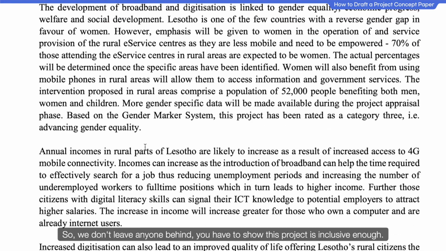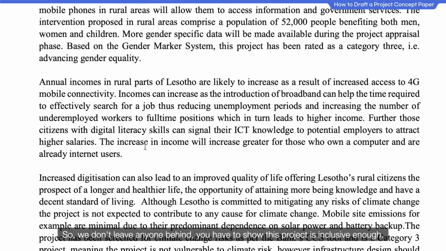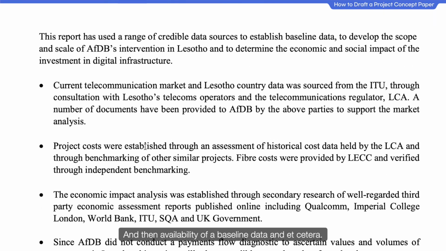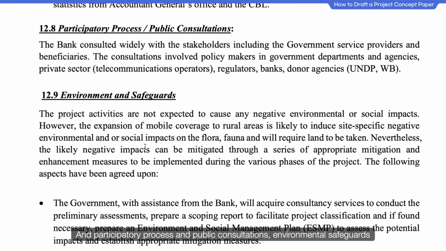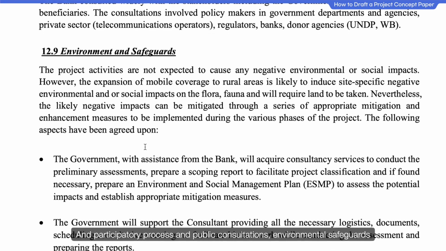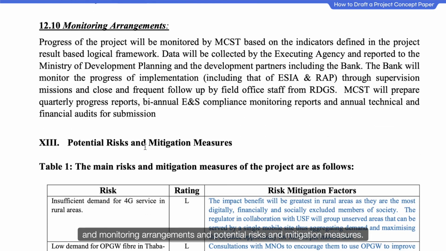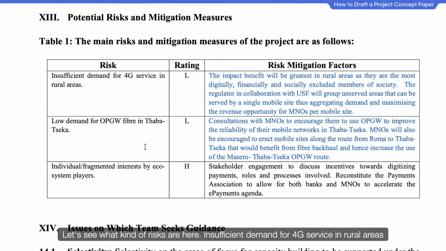So we don't leave anyone behind, so you have to show this project is inclusive enough. Yeah. And then availability of baseline data, and etc. And participatory process and public consultations, environmental safeguards and monitoring arrangements, and potential risk and mitigation measures. Let's see what kind of risks are here.